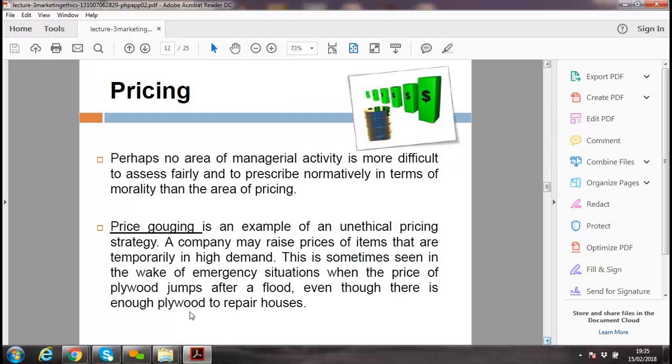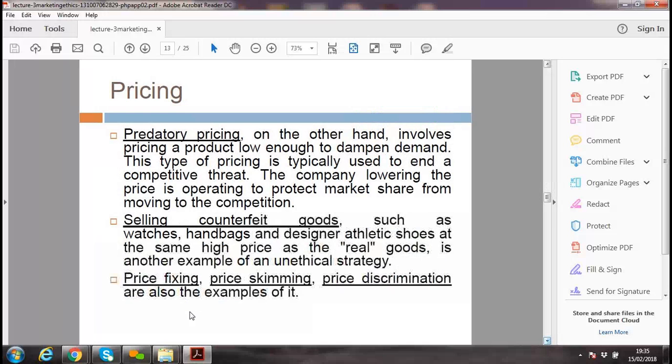Pricing, perhaps no area of managerial activity is more difficult to assess fairly, or to prescribe normatively in terms of morality, than pricing. How can we charge the price? We bought cheaper goods, and we increase the price. We dump a lot of stock from our warehouse because we want to be a millionaire, which is ethically wrong. Yes, we can earn a commission or profit, but we need to look around.